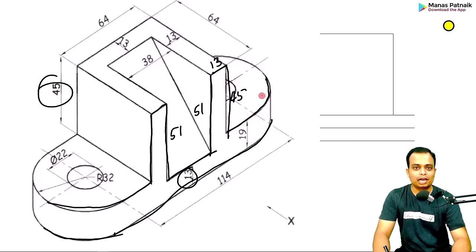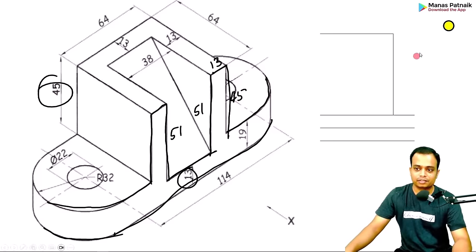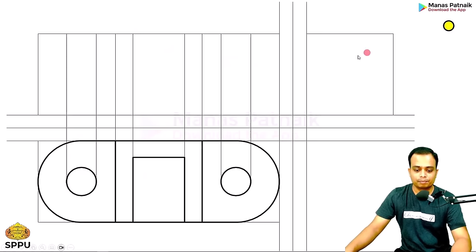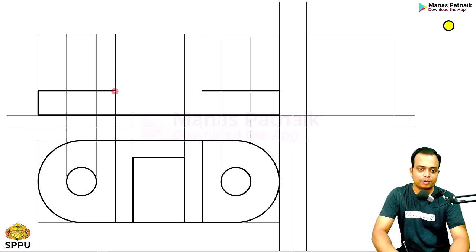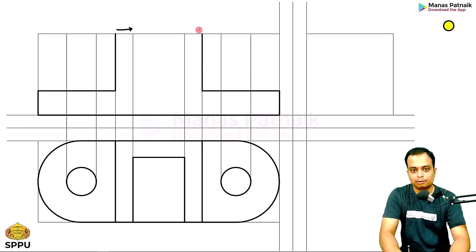The guidelines, which we have just drawn, are going to help you. Let me show that to you. These are the guidelines, right? The projector lines. Just do it. Okay. And from here on, upwards, 13 mm to the right, 13 mm to the left. I mean, these guidelines are going to help you. Just stop over there. Then down by 51 millimeters.